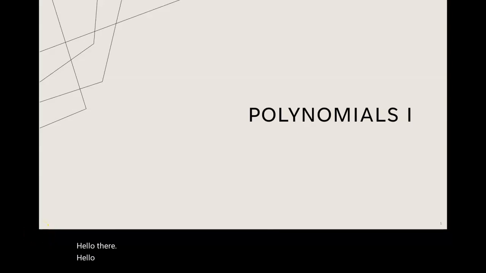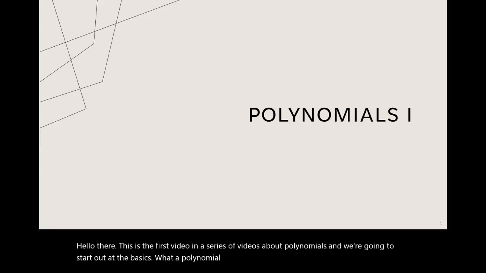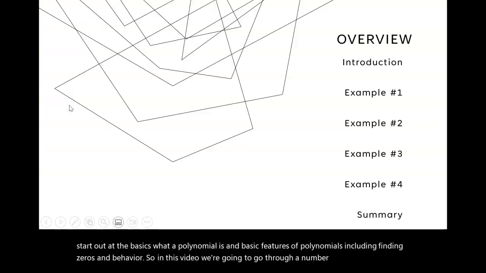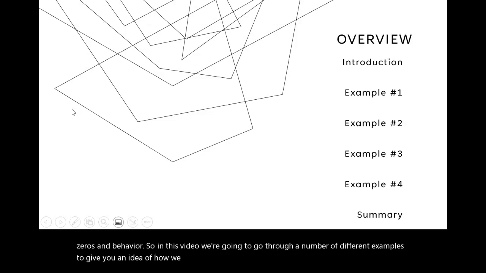Hello there. This is the first video in a series of videos about polynomials, and we're going to start out at the basics: what a polynomial is, and basic features of polynomials, including finding zeros and end behavior. So in this video, we're going to go through a number of different examples to give you an idea of how we might go about describing a polynomial and then eventually graphing it.